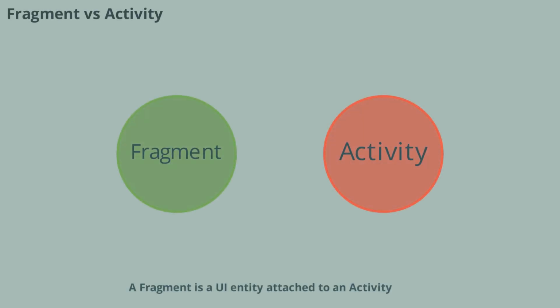A fragment is a UI entity attached to an activity, allowing reuse across different activities. Activities provide screens for user interaction, while fragments represent portions of UI or behavior. Fragments depend on their host activity for lifecycle and input events.